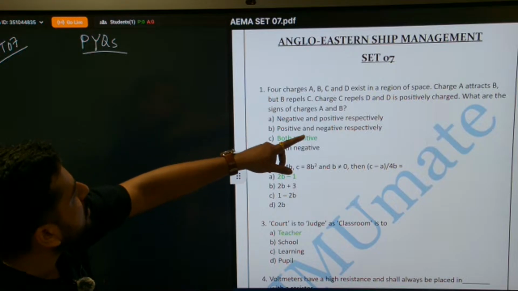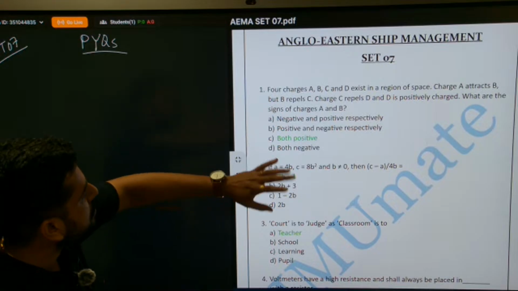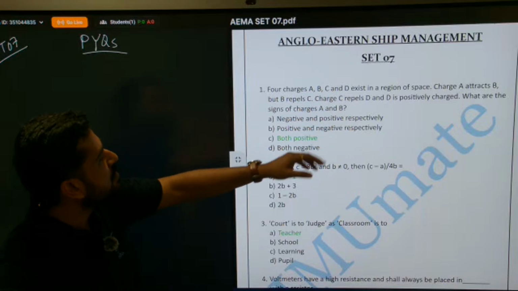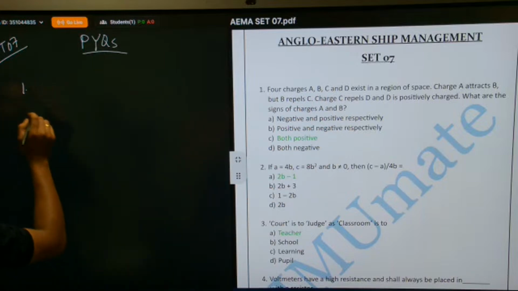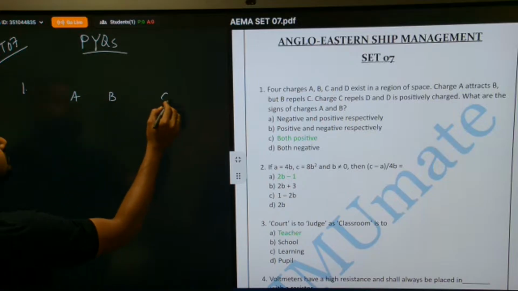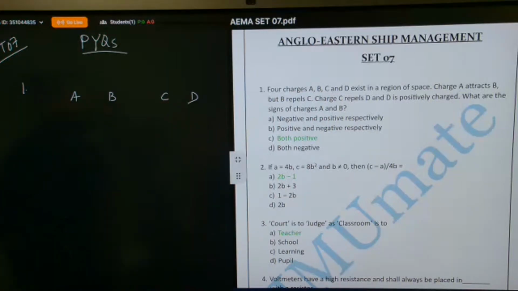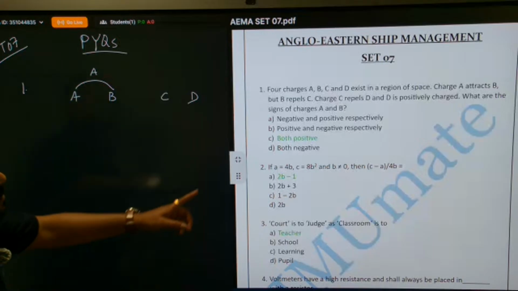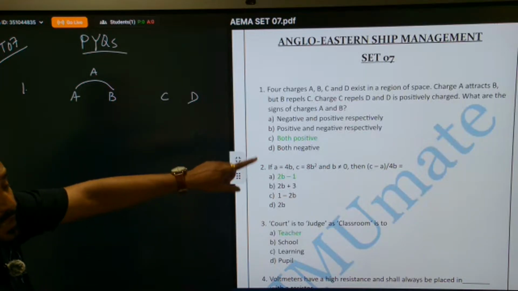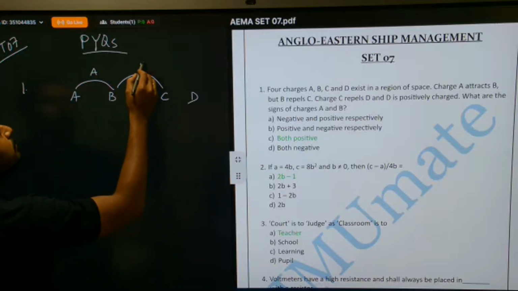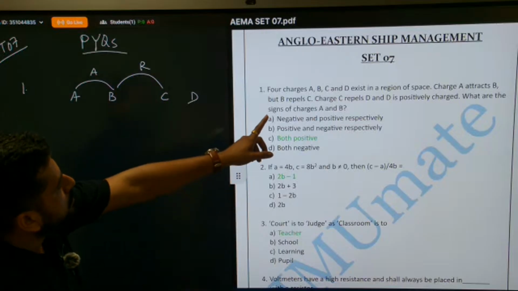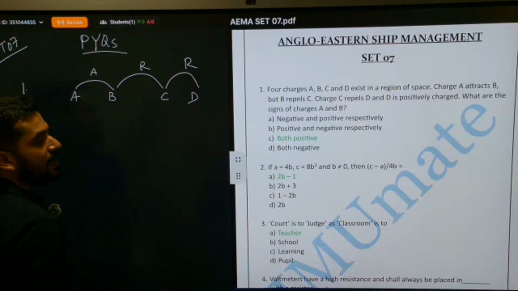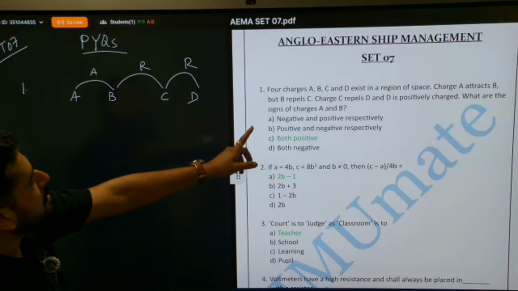4 charges exist in a region of space. Okay, we are not doing it with electrostat, but let's see this. Charge A attracts B and B repels C. Let's do this. 4 charges A, B, C, and D. Charge A attracts B. A and B, attraction. B and C. B repels C. B and C, repulsion. Charge C repels D. C and D, repulsion. What is the signs of A and B, na?